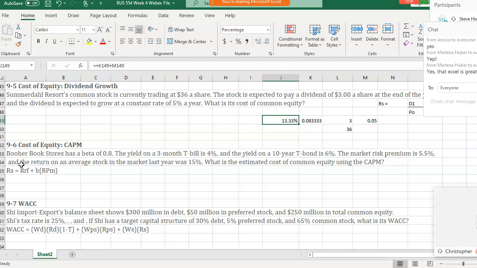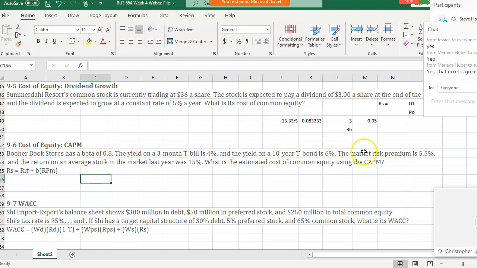CAPM stands for the Capital Asset Pricing Model. It's a way to look at a stock and say that every stock's R sub S, its return, should be different based on risk. It uses beta, which is a measurement of risk. If you recall from previous chapters, a beta of 1 equals the market. If you have a beta above 1, you have a stock that's riskier than the market. If you have a beta below 1, your stock is safer than the market. In our example, we're below it, which is safer.